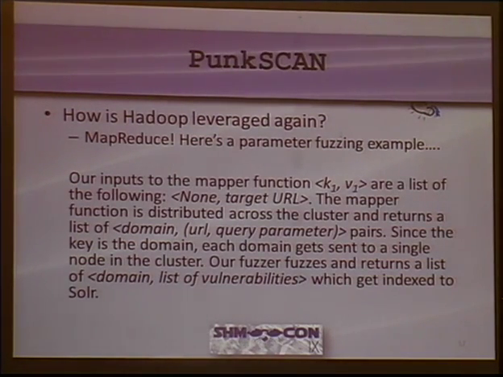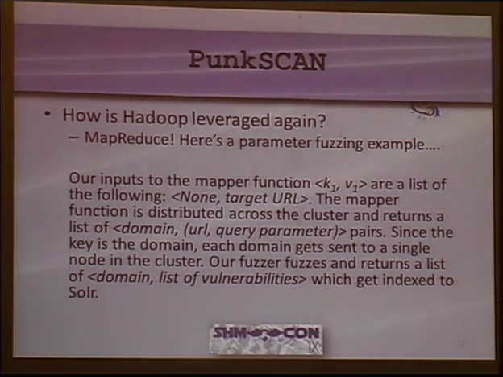So the mapper function, if you remember, is going to be distributed across the cluster. And all this really does is it parses the URL, returns a list of elements with the domain as the key, and a Python tuple of the URL and a single query parameter within that URL. So we've crawled it, and now we're distributing the job to the rest of the machines in the cluster. It does this for every single URL and query parameter combination that's found within the domain. Since the key is going to be the domain in this case, the partitioner sets it up so that each domain gets sent to a single node for scanning.